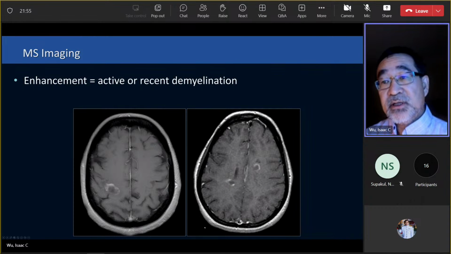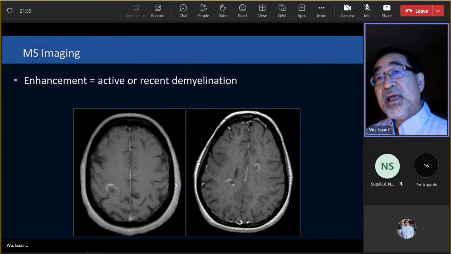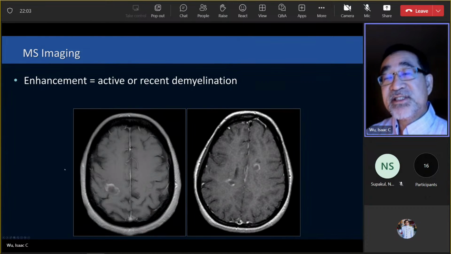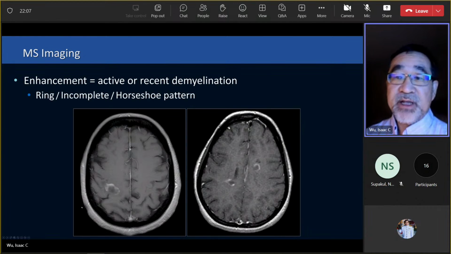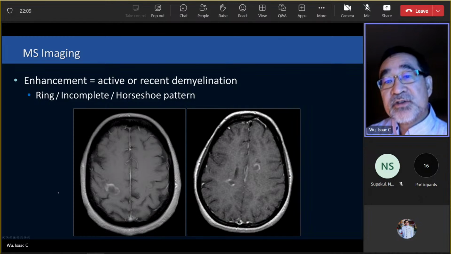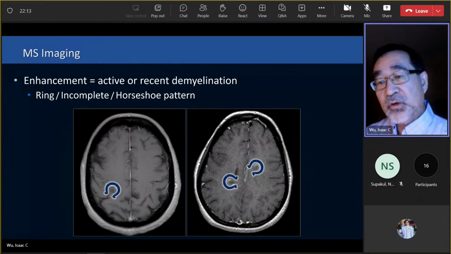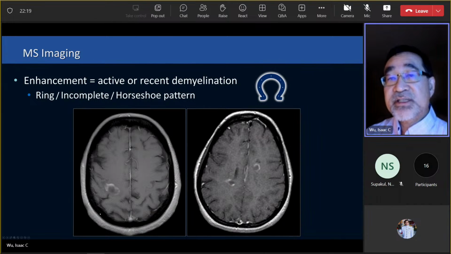And enhancement. So as I mentioned earlier, sometimes MS can enhance. And usually that means that it is either an active or a recent demyelination. The classic pattern for the enhancement of MS is that they tend to be incomplete. So some people describe it as a horseshoe. It looks like an Indiana Colts symbol right there. So this incomplete rim enhancement pattern is fairly characteristic for a demyelinating process.